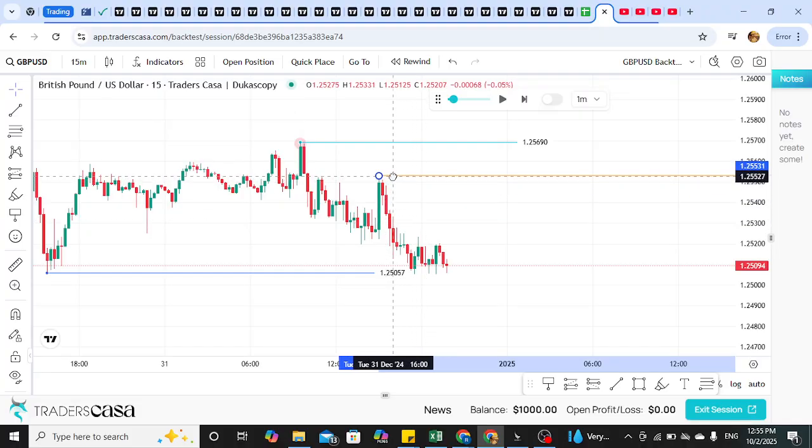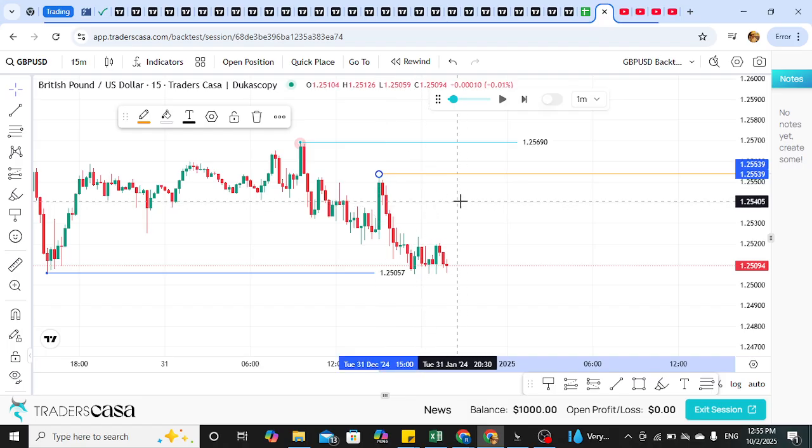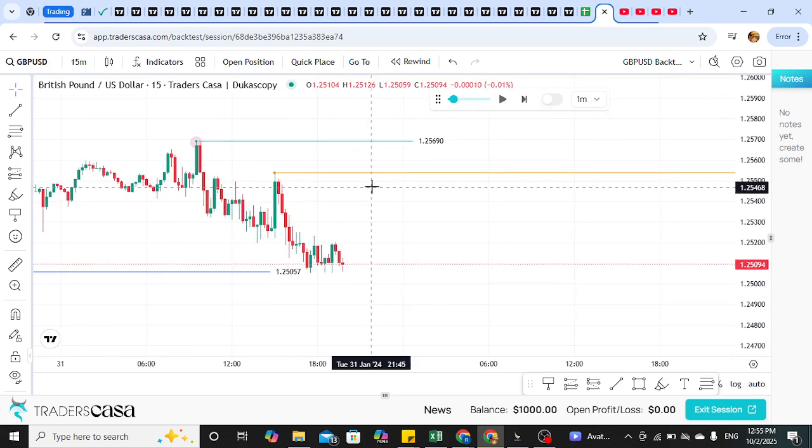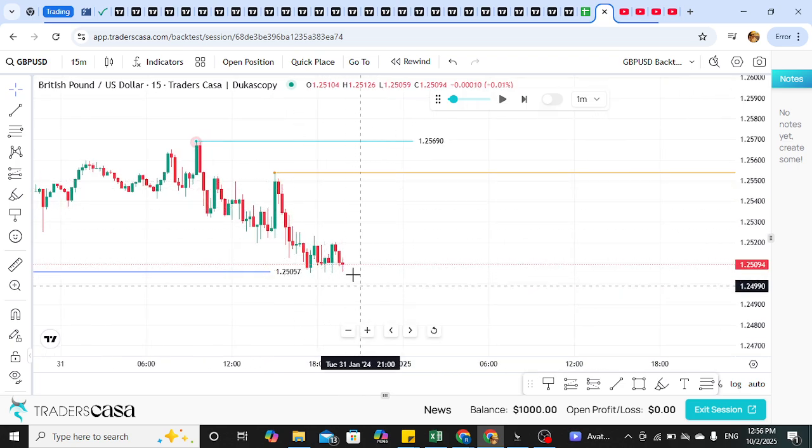Now this is the pullback. Where is the high? The high is 25.53.9. So we need this inducement to be hit, or we have another low and another inducement. So let's start playing.